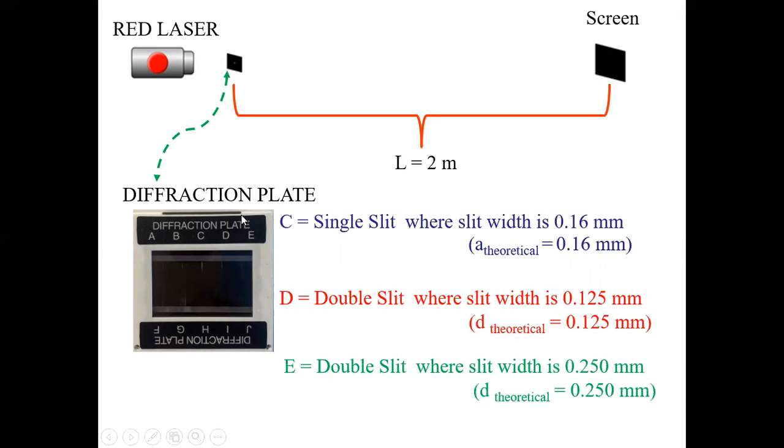And also we will be using the slit pattern at E. Again, it is a double slit and the slit width is 0.250 millimeters. All these values, the a value and the d values for the double slit, are the given theoretical values. In the experiment, we are going to observe the fringe patterns created by each slit, and then we do some measurements and calculate the slit widths experimentally. Then you are going to compare that experimental value with the given theoretical value.